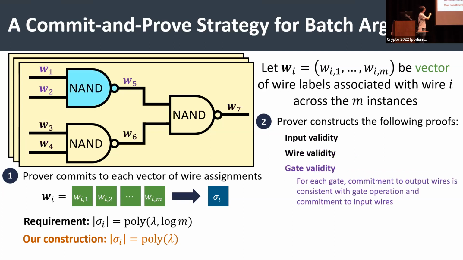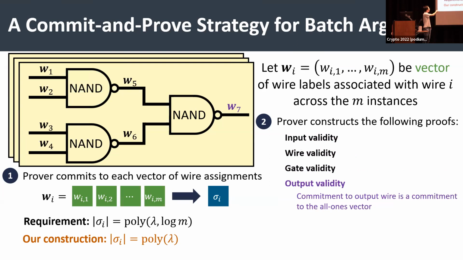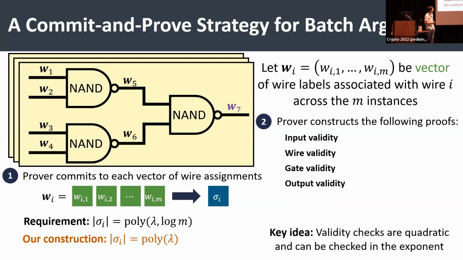Next, we need to check that the wire values actually respect the gate constraints. Namely, for each gate in the Boolean circuit, the commitments to the output wires better be the NAND gate applied to the commitments to the input wires. And finally, we need to check that all of the output wires are indeed 1, namely that the circuit accepts on all of the inputs. So these are the 4 checks that we will describe in our construction.